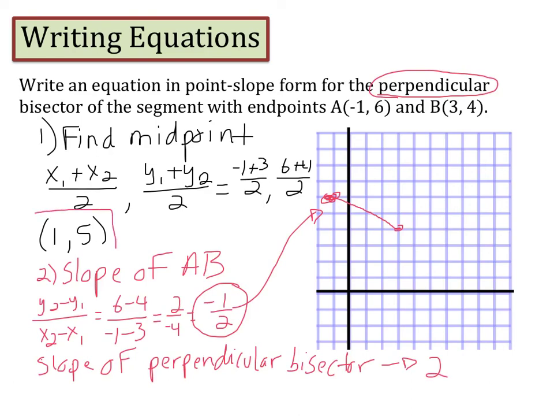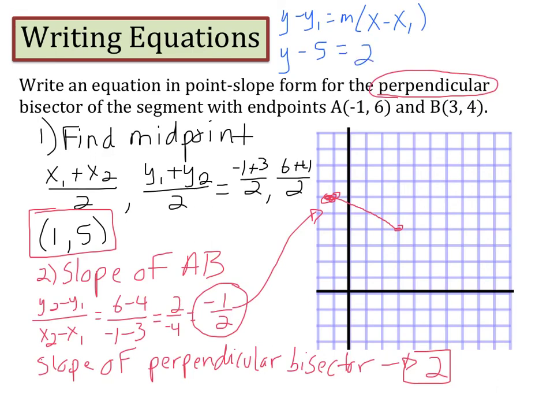So I have a point and I have a slope. I'm writing this in point-slope form. So point-slope form is y minus y1 equals m times x minus x1. So my y variable, I leave it as is. My y1 value is 5, so y minus 5. My slope is 2. My x variable, I leave that as is, and then I have my x1 value. And this is the equation for the perpendicular bisector of the segment AB.